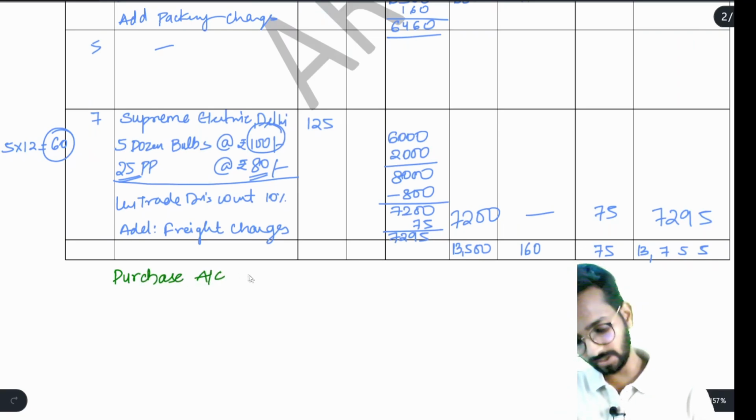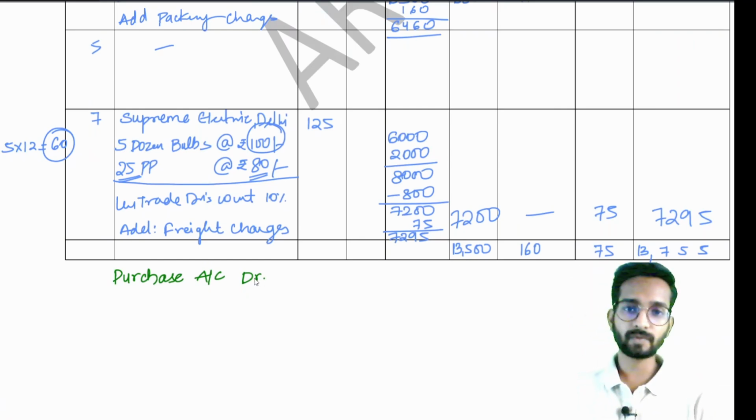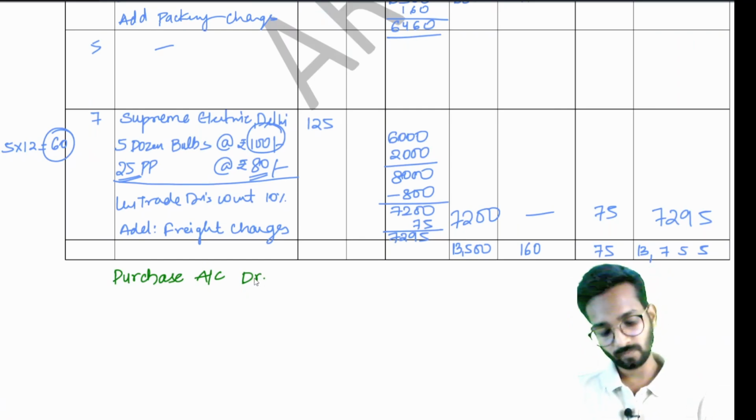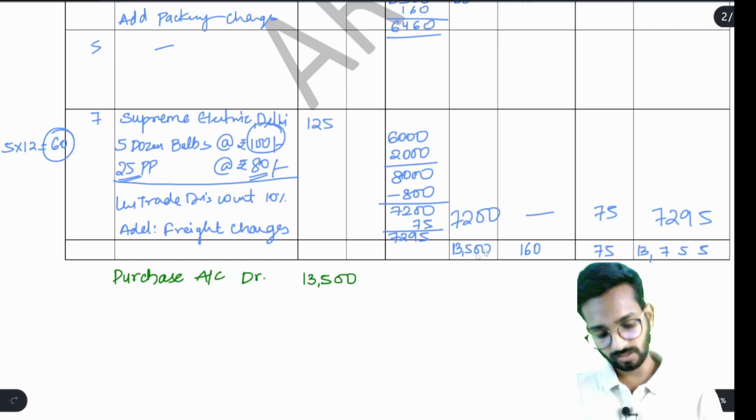See, till now we have not written the journal entry from purchase book. We have just mentioned whatever we have purchased and from whom we have purchased. Now focus purchase account debit. How much amount we purchased? We purchased totally for 13,500 rupees. This was our main cost. 13,500 will come here in purchase account.